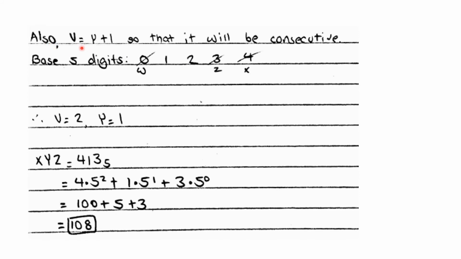Also, since V is equal to Y plus 1, that will also be consecutive. The base 5 digits that are consecutive are not 0, 3, or 4, because those are already used. That means V is equal to 2 and Y is equal to 1. So XYZ is equal to 413 in base 5, and if you convert it into base 10, it's equal to 108 in base 10.